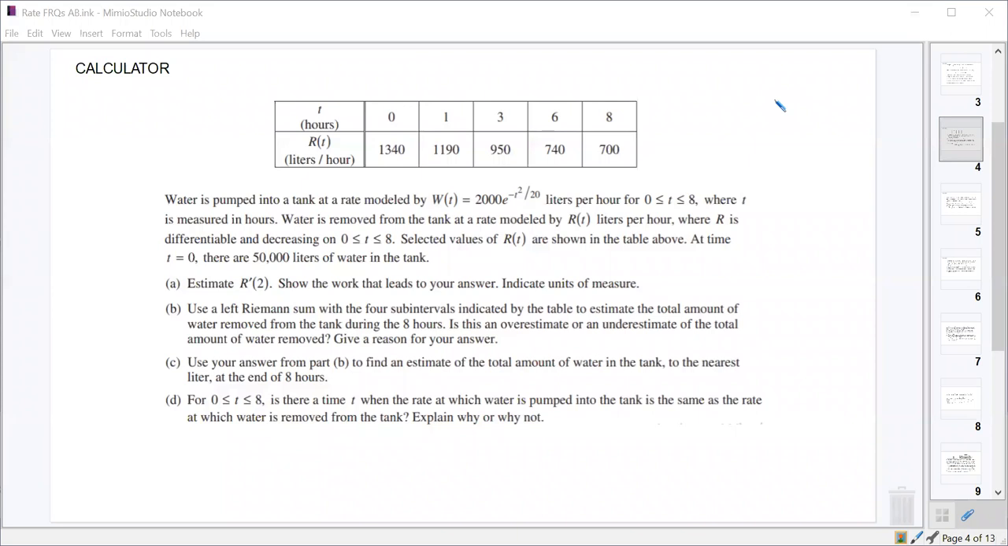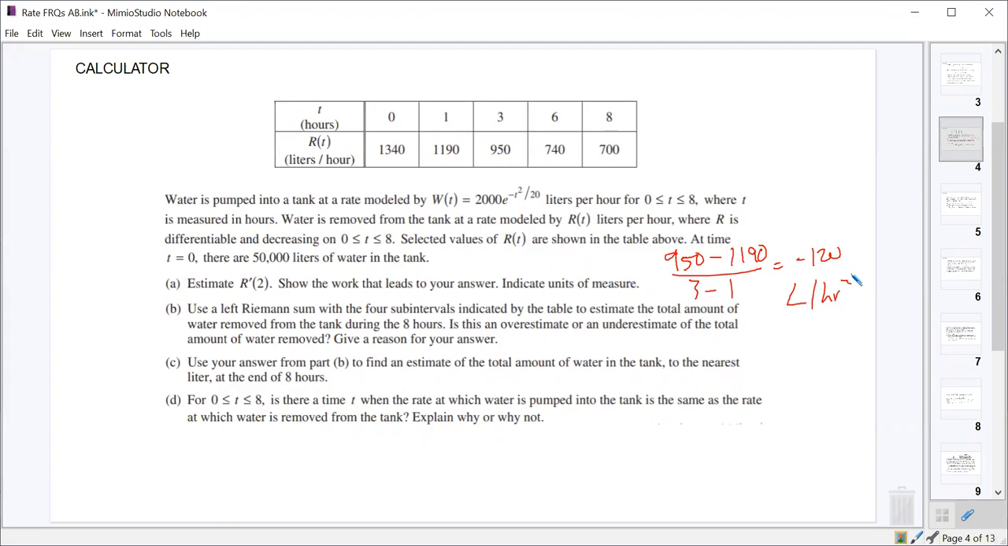All right, part A, estimate R prime of 2. Oh, that should be easy, right? 950 minus 1190 over 3 minus 1. What does that come out to be? Negative 120. Great. Indicate units of measure. So liters per hour, liters per hour squared, or liters per hour. Either one's good.